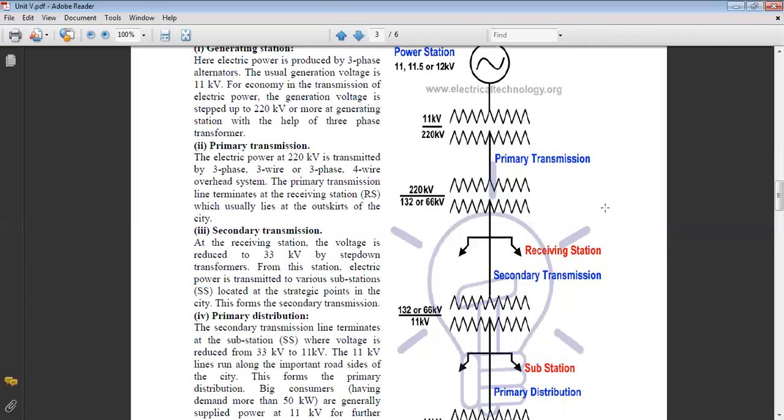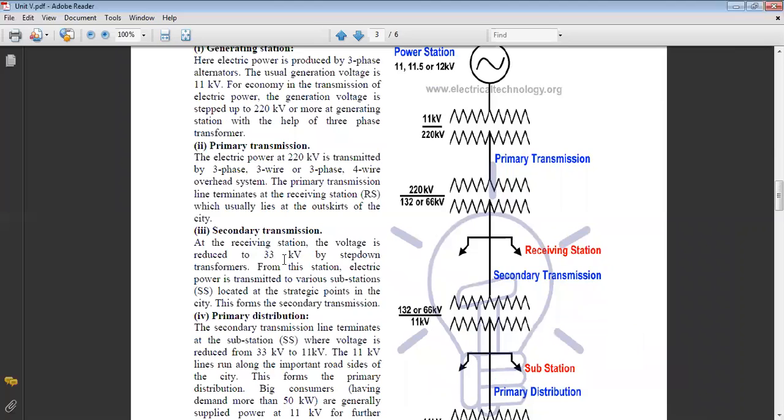Next is secondary transmission. From that primary transmission, after the primary station, it will go to some receiving stations. Clear? What happened there? At the receiving station, the voltage is reduced to 33 kV or 11 kV. Here, at the end of secondary transmission, it will again step down to 33 or 11 kV. 33 kV for the purpose of industry or the high consumers. Okay, industrial purpose, 11 kV for the residential purpose.